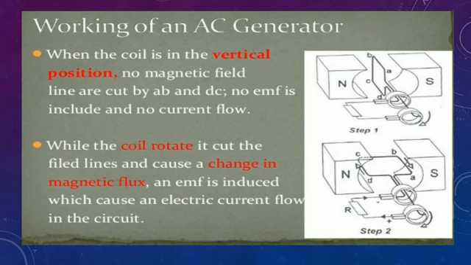Suppose the coil is rotated and cuts the magnetic field, causing changes in magnetic flux. An EMF is induced, which causes electric current to flow in the circuit. So if the coil rotates, the magnetic flux changes and produces the induced EMF, and only then does electric current flow in the circuit. Do you understand?